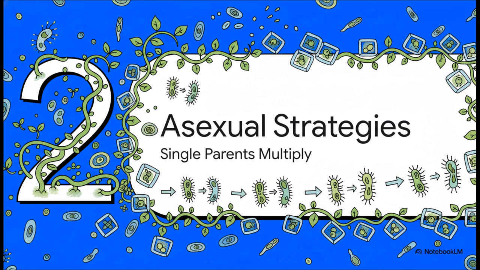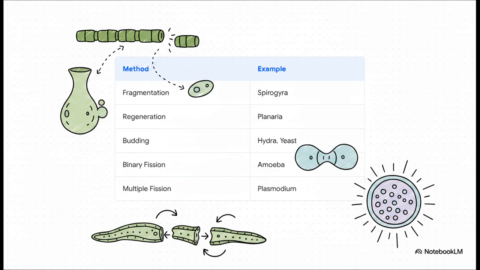Section 2. Asexual strategies in nature. How single parents multiply. So before we get into complex flowers, let's look at the incredibly fast-paced strategies of lower organisms. Just look at the diversity here. A filamentous algae like Spirogyra uses fragmentation. If it breaks, every single piece just grows into a new plant.